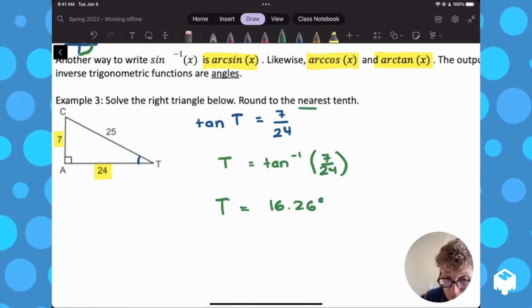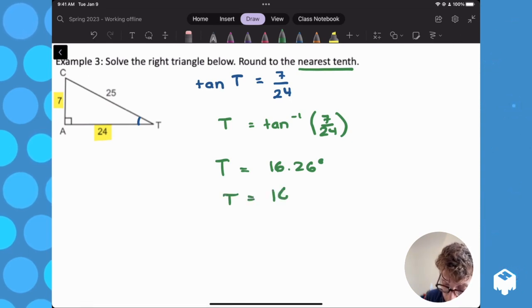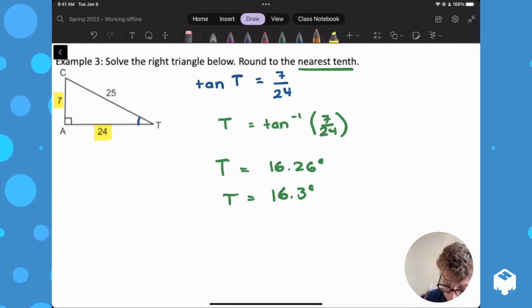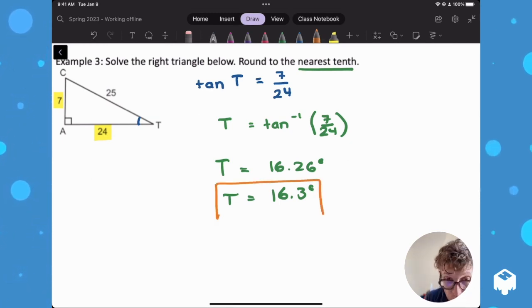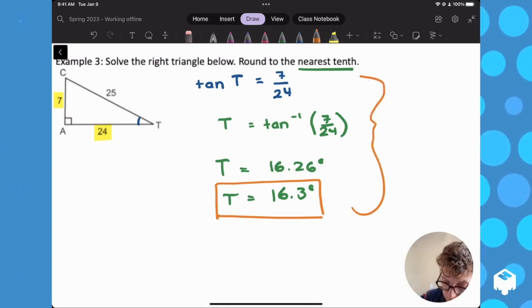Now it says round to the nearest tenth. So that's just going to be t equals 16.3 degrees. Okay, so that was to find angle T.